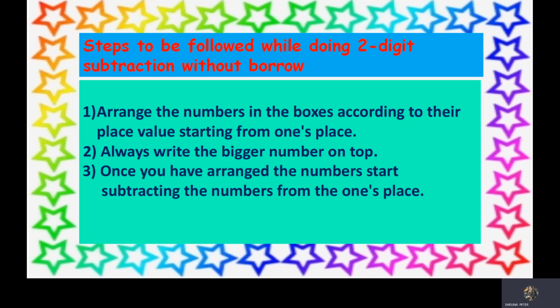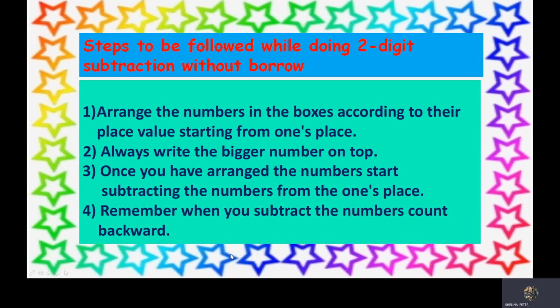Third step is once you have arranged the numbers, start subtracting the numbers from the ones place. So as we were doing in addition, here also we will subtract the numbers from ones place. And the last step is remember when you subtract the numbers, count backward. So in addition we were counting forward, but here we will count backward.